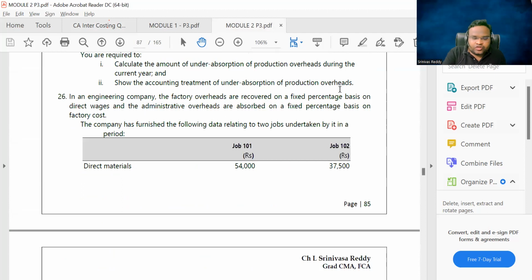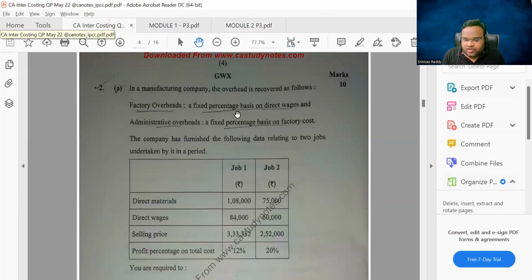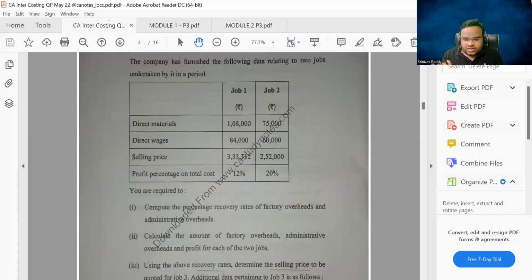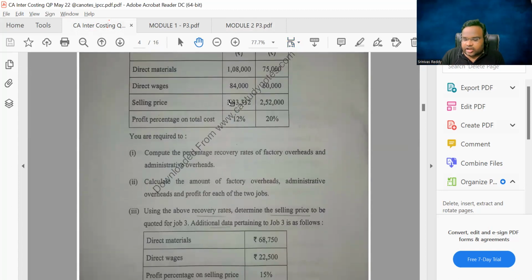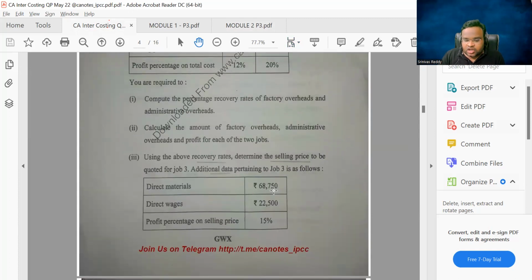Right. So if we see the question here, fixed percent based on direct wages, administration hours based on factory cost. They are given different data asking us to calculate percentage of recovery of factory overheads and administration overheads, amount of factory overheads, administration overheads, and profit for each of the two jobs. Using the above recovery rate, finding out the selling price.